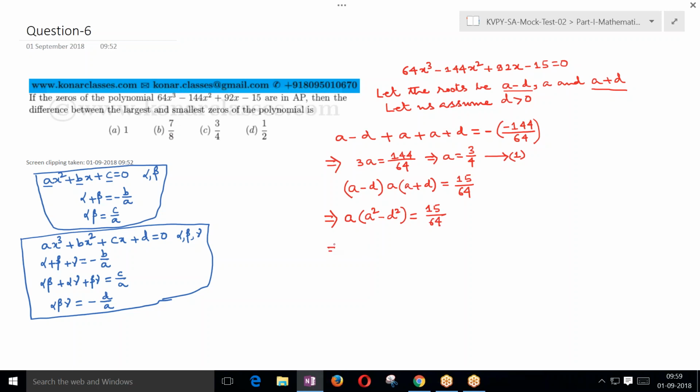So this implies, now let's apply the value of a. a is equal to 3 by 4. So 3 by 4 into 3 by 4 whole square, that means 9 by 16, minus d square is equal to 15 by 64. Okay, from here if you simplify you will get 27 by 16.